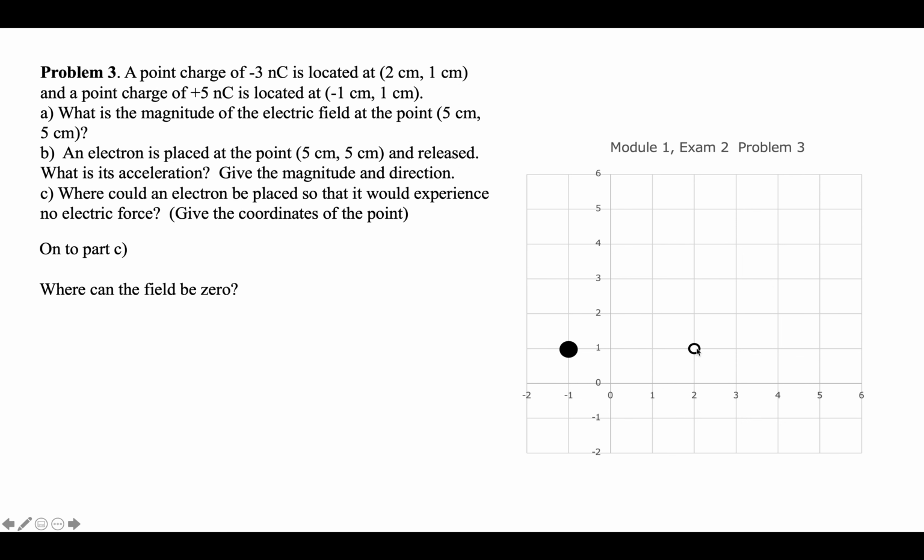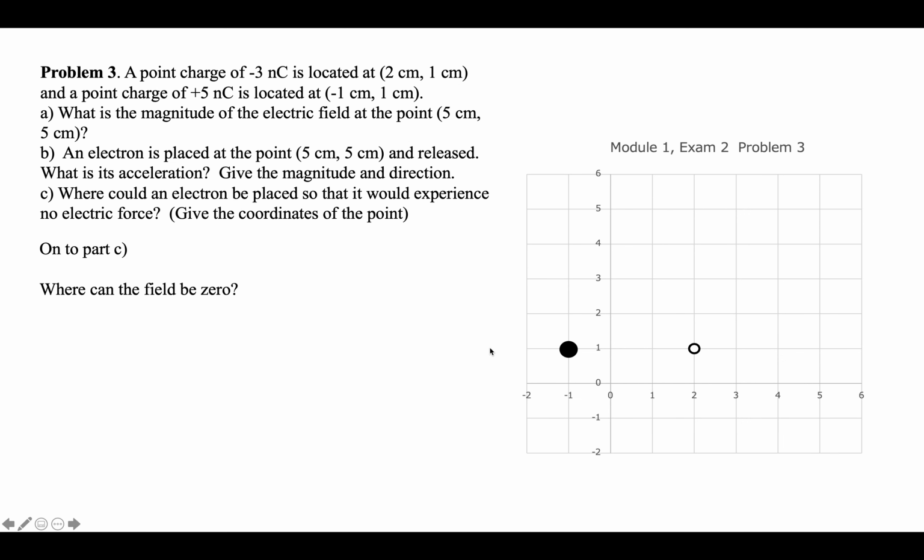The fields in between the two charges are in the same direction. A positive charge would get pushed by this positive charge and pulled by this negative charge. It would accelerate to the right. A negative charge would get pulled by the positive charge and pushed by the negative charge. It would go to the left. The field can't be zero between them.